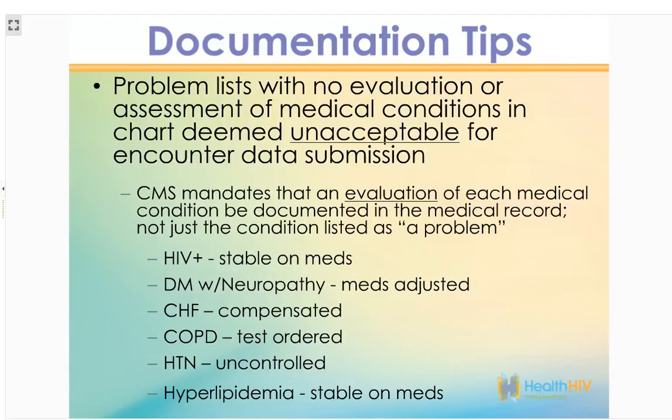So here's a short example of a problem list, medical conditions that were documented in a record. The HIV positive status is stable on meds. The patient also has diabetic neuropathy. The medications were adjusted. They have congestive heart failure and COPD is compensated. They ordered some tests for the COPD. The hypertension is controlled, and for the hyperlipidemia, the patient is stable on meds. So you always want to give the status of each of those medical problems that you document on a problem list.